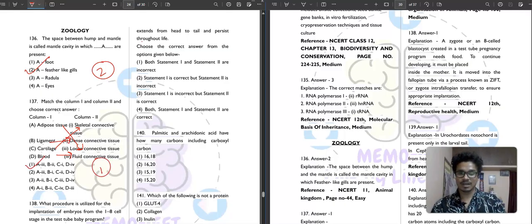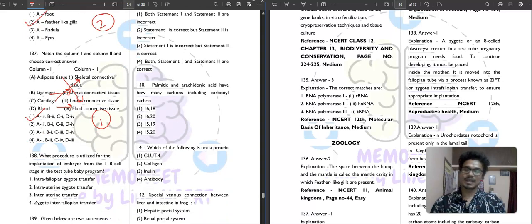Next question 138. It is saying, which procedure is utilized for the implantation of embryos from 1 to 8 cell stage? So remember this thing, 1 to 8 cell stage in the test tube baby program. That is intrafallopian zygote transfer. Okay. So intrafallopian zygote transfer is your correct answer. Then question number 139.